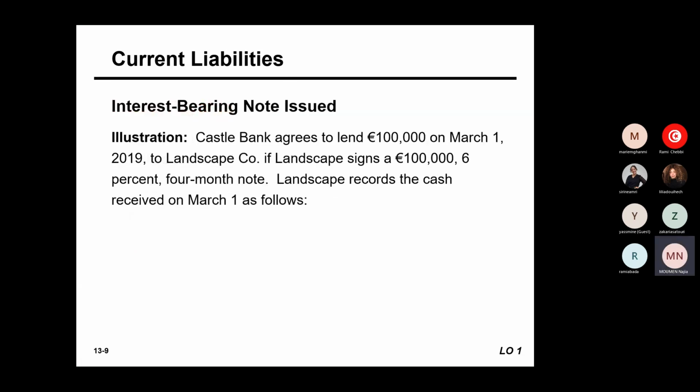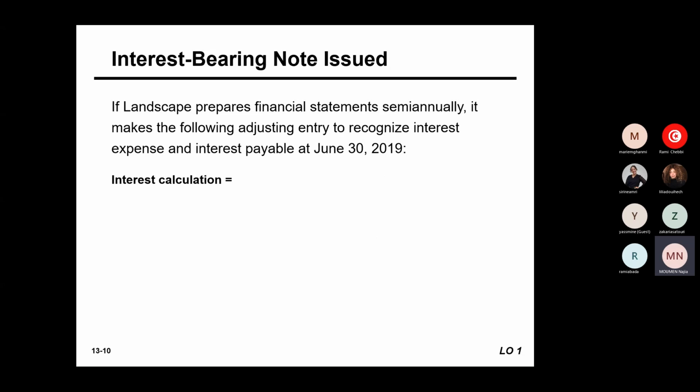Okay, and we have an example here with an interest-bearing note. Castle Bank agrees to lend 100,000 on March 1st to Landscape. If Landscape signs a 100,000, 6%, four-month note, how do we record the cash received on March 1st? Of course, we debit cash with the face value of 100,000, and we credit what? Notes payable for the same amount. So that's on March 1st. Here we are assuming that Landscape prepares financial statements semi-annually, so at June 30.